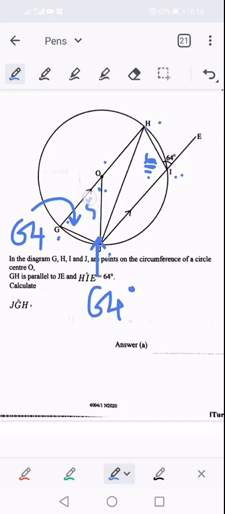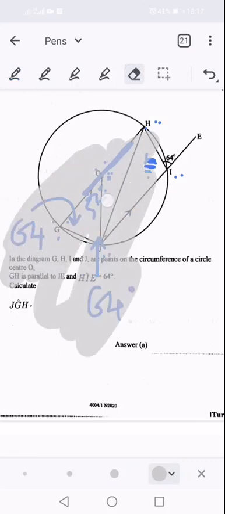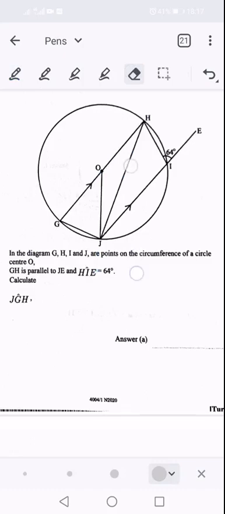So angle GOJ is 52 degrees. Since it's a straight line, 52 from 180 gives 128, so this angle JOH is 128. How did we do it? We just know that it's a straight line. I have written it down below, you see?